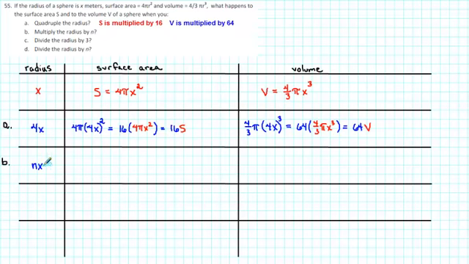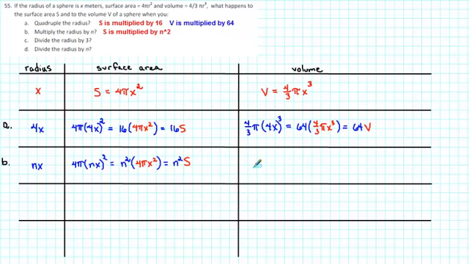We then substitute nx into the surface area formula. The resulting expression is 4 pi times the square of nx. We can rewrite this expression as n squared times 4 pi x squared. But that's just n squared times S. So when you multiply the radius by n, the surface area S is multiplied by n squared.